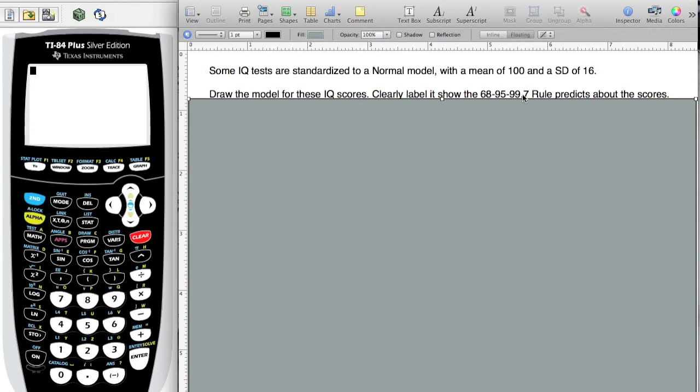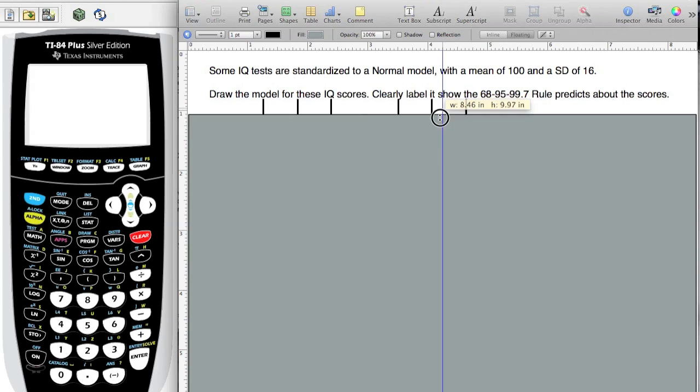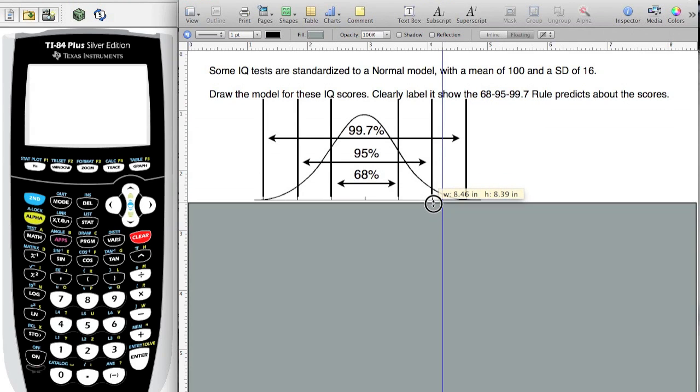So the first thing I wanted to do was relate it back to something we've already studied, the 68, 95, 99.7 rule. We want to show how it would predict values for this particular distribution. We know that 68% of all data is going to fall between one standard deviation on either side of my mean, which is located here in the center.